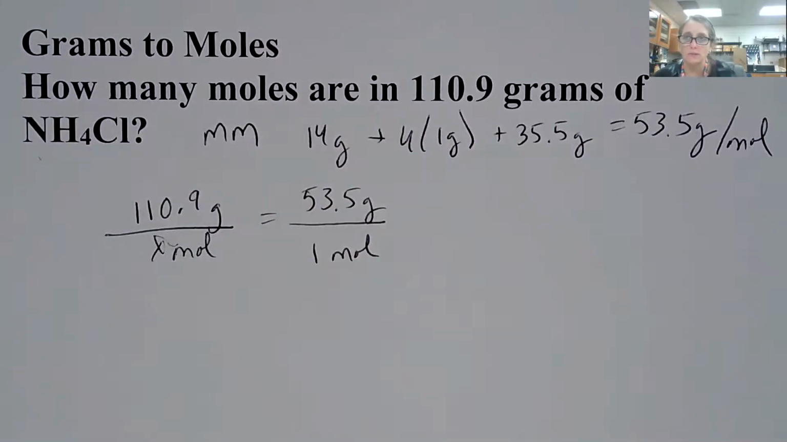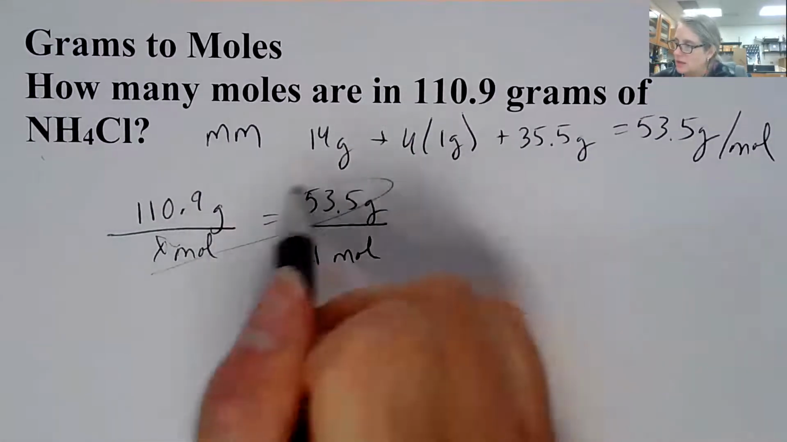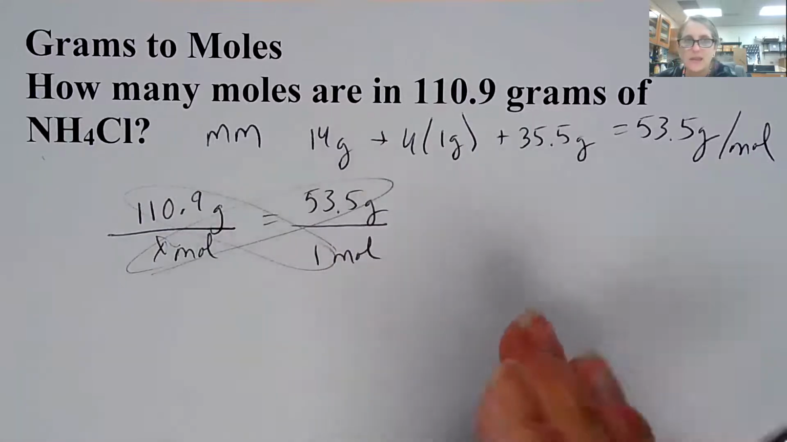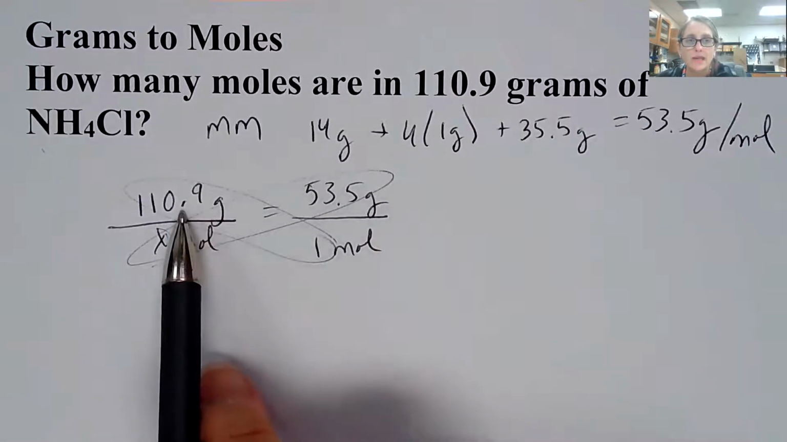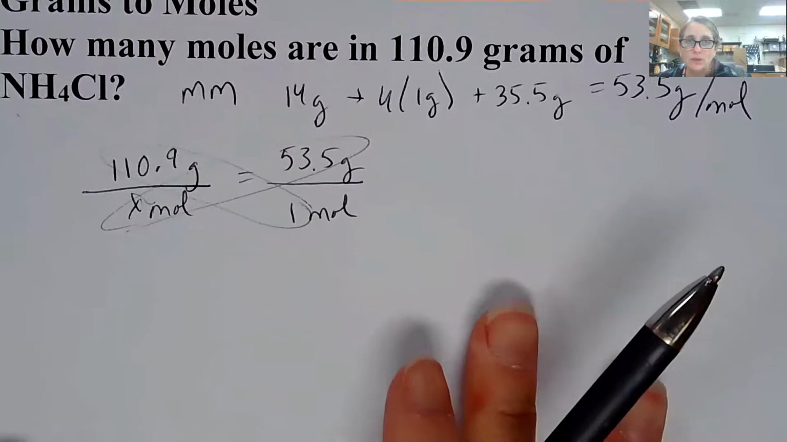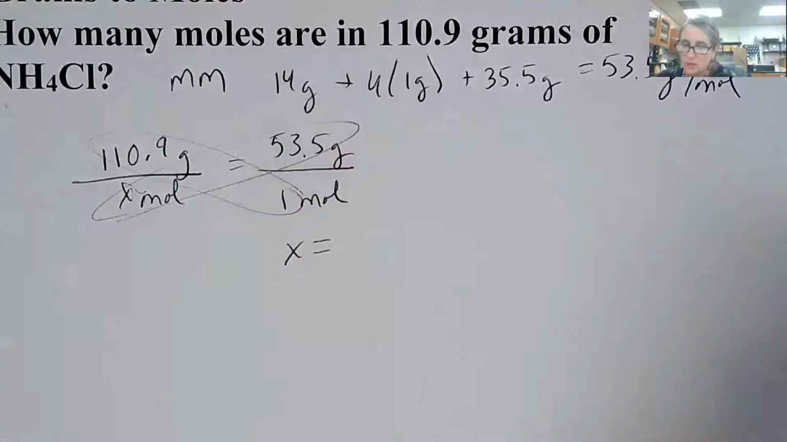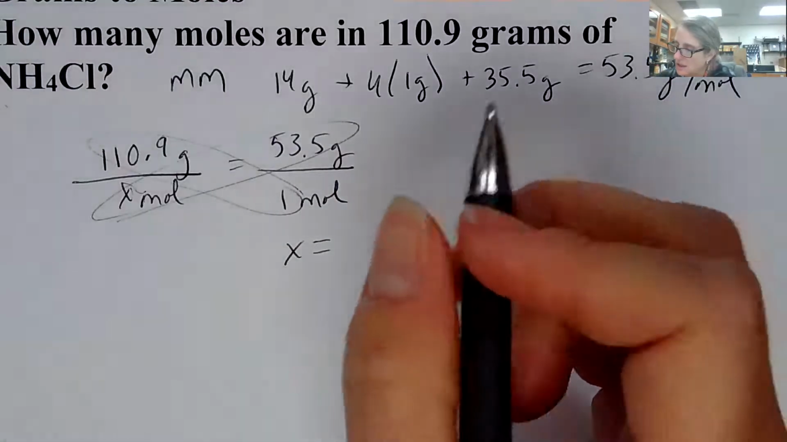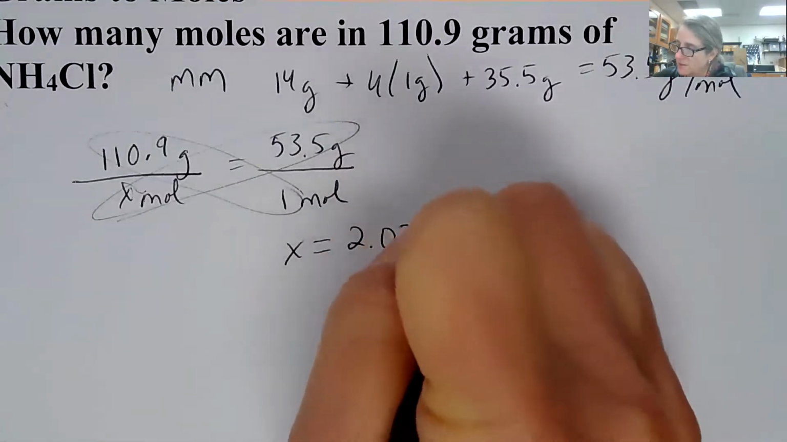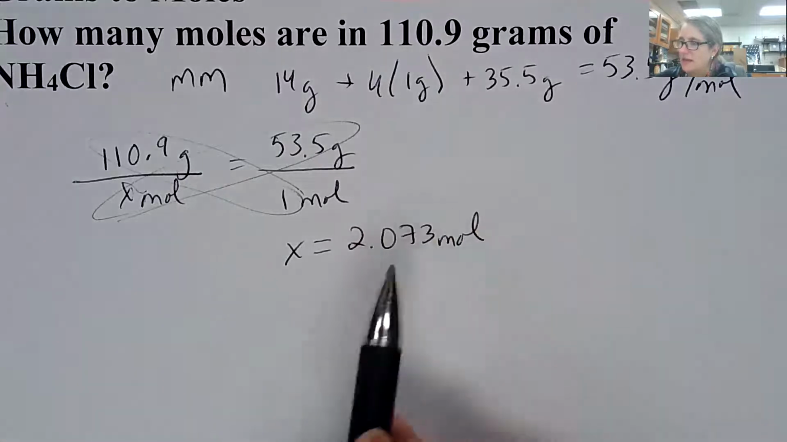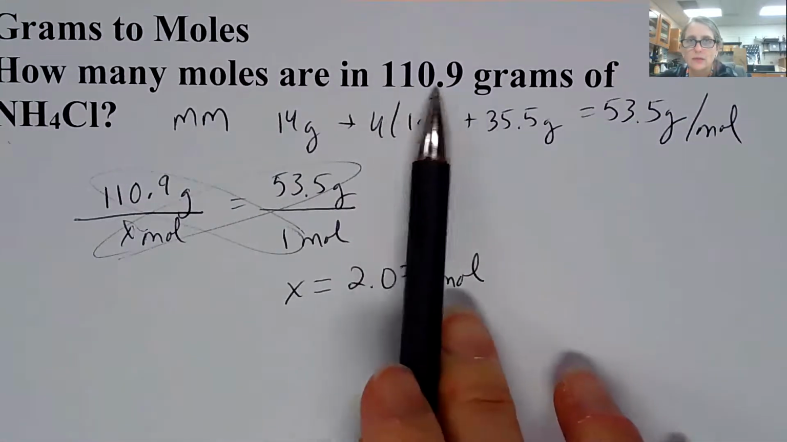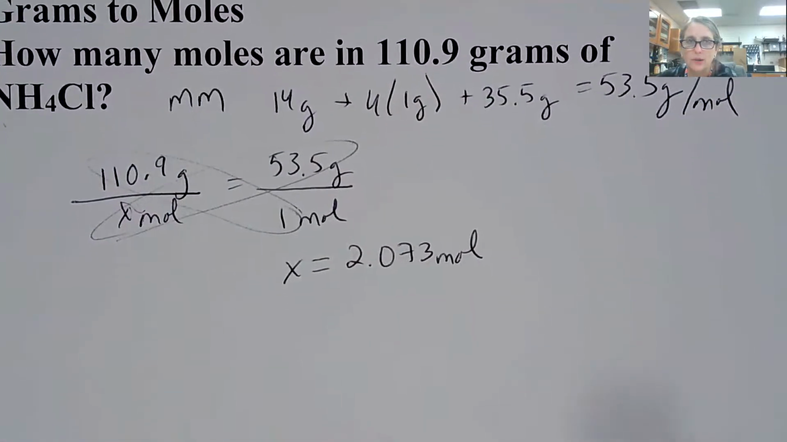Now the cross multiplication is a little bit more tricky. Okay, so I have that times X and that times that. So I am taking this number and dividing it by 53.5 to get X by itself. So X comes out to be about 2.073 moles. And again, I have 4 digits in my answer because I have 4 digits here in my problem.